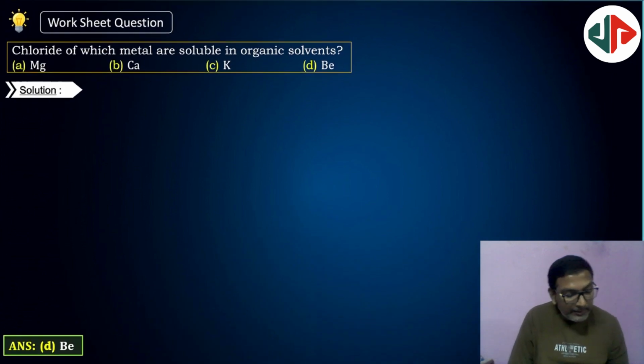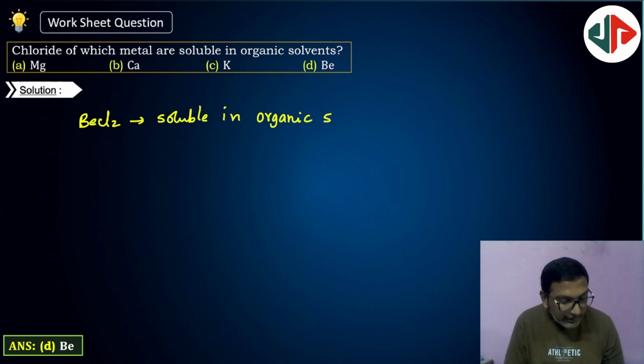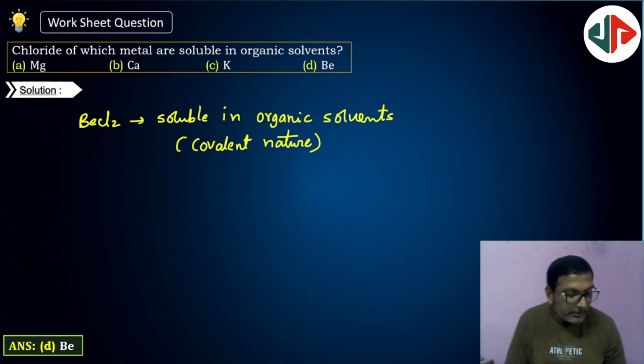The chloride of which metal is soluble in organic solvents? BeCl2 is soluble in organic solvents due to its covalent nature. Most of the beryllium compounds are covalent in nature. Therefore option D.